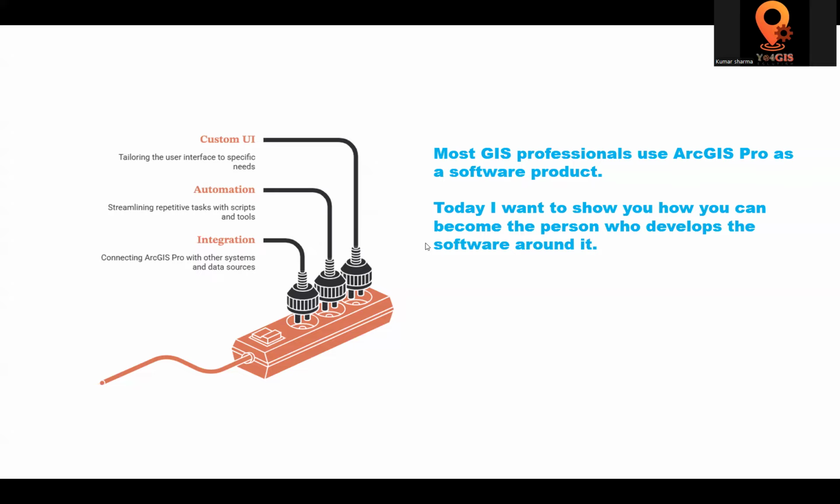Let's suppose in the field you have some sensors. Those sensors are getting air quality index data and sending it to the server. You want to show that data in your ArcGIS Pro. How can you show that data in ArcGIS Pro? For that, we need to do the customization.